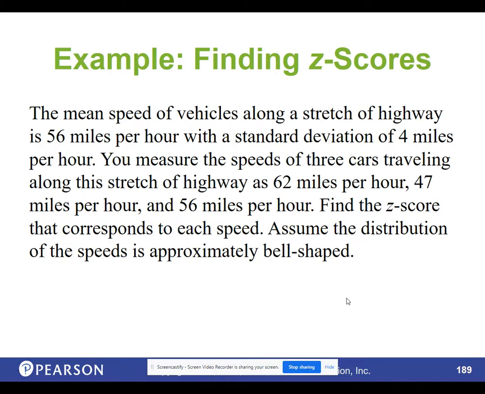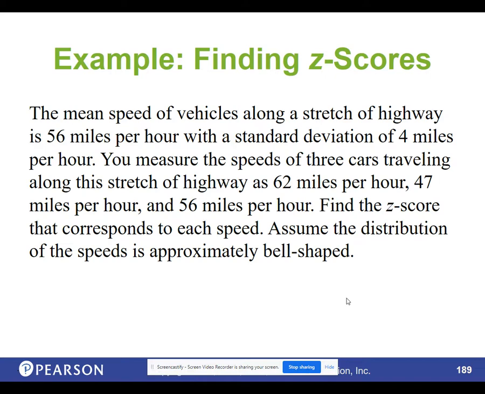Okay? 47 minus 56 divided by 4. That's a negative 9 divided by 4, or negative 2.25. Yes. And 56. 56 minus 56 divided by 4. 0 divided by 4, or z-score of 0. Look at these 3 z-scores.